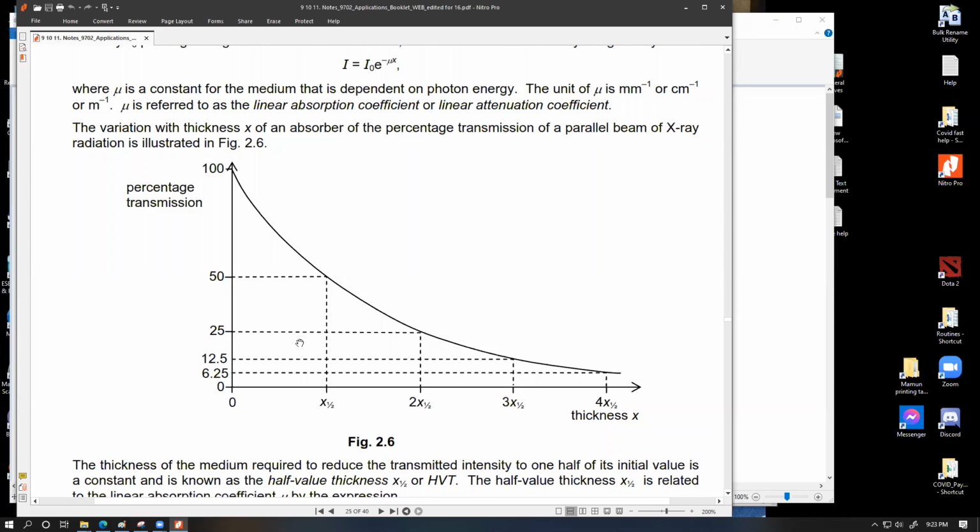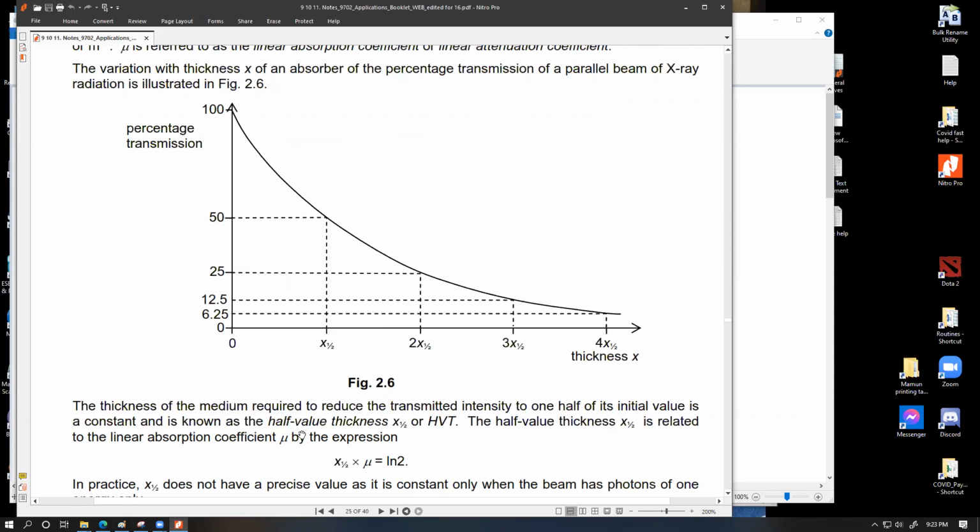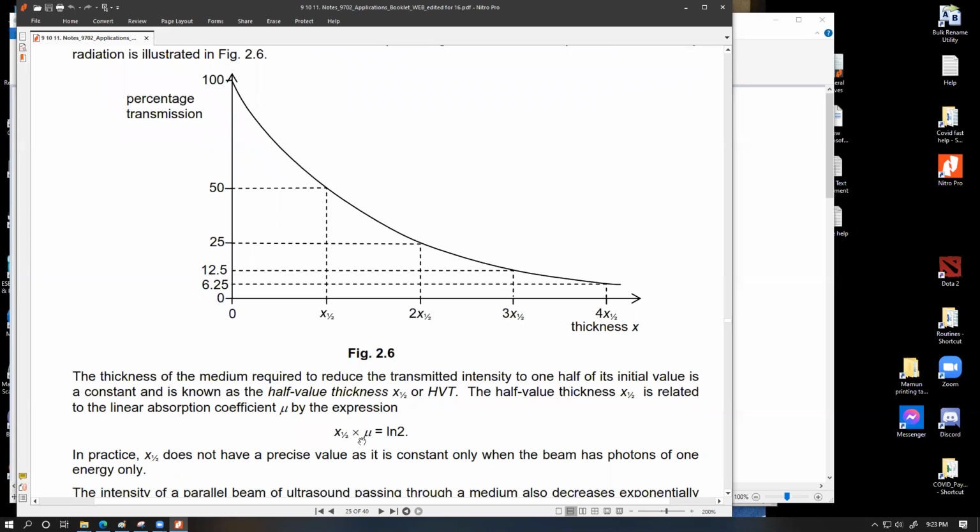So the thickness of material which reduces the incoming intensity by exactly half is called the HVT, or half value thickness. It's given over here. This definition comes in the question, so it's an important definition. The thickness of the medium required to reduce the transmitted intensity to 1/2 of its initial value is the constant and is known as the half value thickness, or HVT. The half value thickness x half is related to the linear absorption coefficient mu by the expression x half into mu equals ln 2.